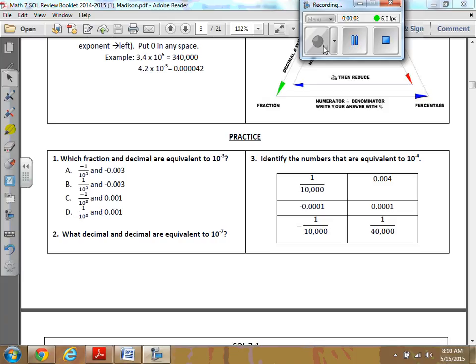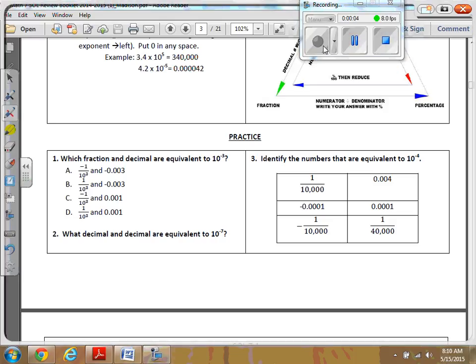Right, so what did you get for number 1? D. Why is the answer D? Because when you put it in your calculator, you type 10, you hit the YX button, then you hit 3 negative, and you get 0.001. Okay, so we know we can eliminate this one, we can eliminate this one. Was it a negative number when you typed it in your calculator? No. So it's not that negative fraction, so your answer is D.